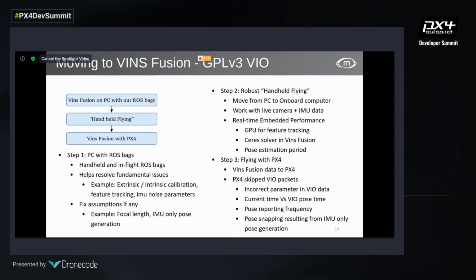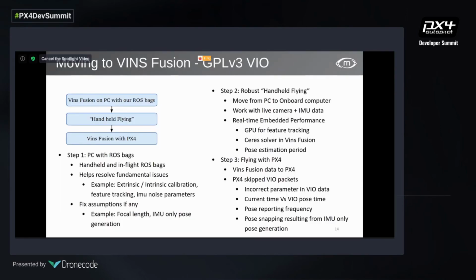Another important thing that we can tweak during this process is the IMU noise parameters, which is the accelerometer and the gyro noise deviation and the bias. While working on these issues, we also realized that there were certain assumptions that were made, like the focal length being of a particular value and the way in which the IMU-only pose generation was being done. So even though we were working on a PC with our ROS bags, we were able to iron out all the issues in order to get it working stably.